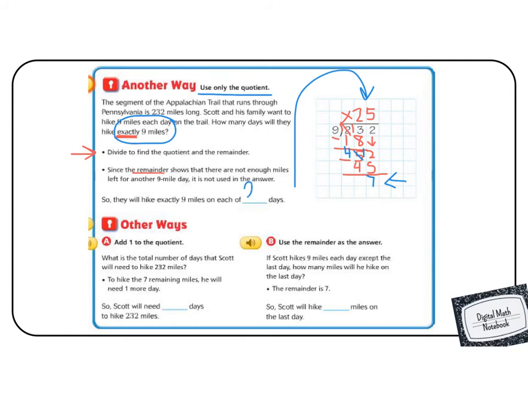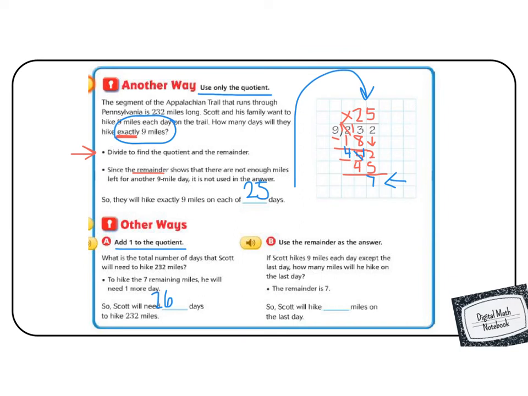Our answer is 25. What about if we add 1 to the quotient? Well, like I said, they can't just stop hiking and live on the trail forever. They're going to need another day to hike. So they can't quit on day number 25. They need to do one more, 26 days, in order to hike all of the miles.